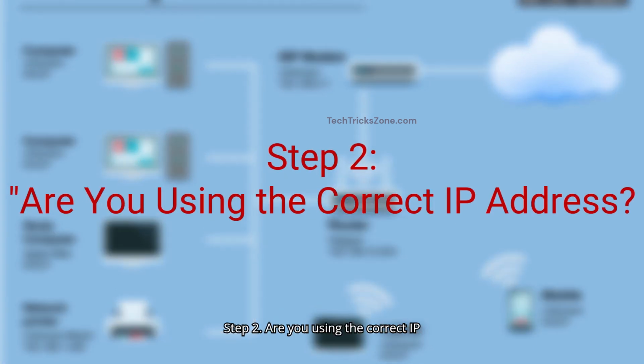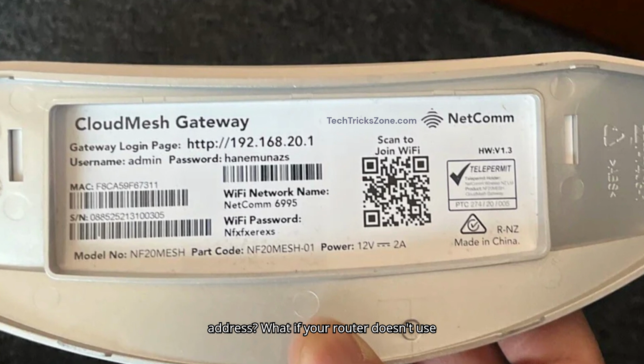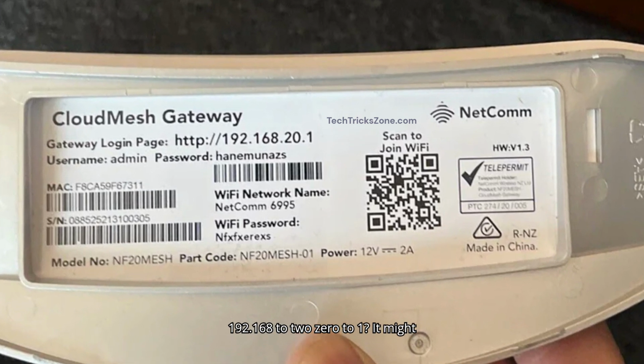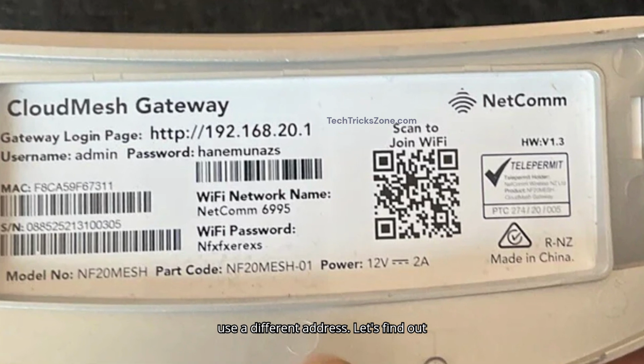Step 2. Are you using the correct IP address? What if your router doesn't use 192.168.20.1? It might use a different address. Let's find out for sure.